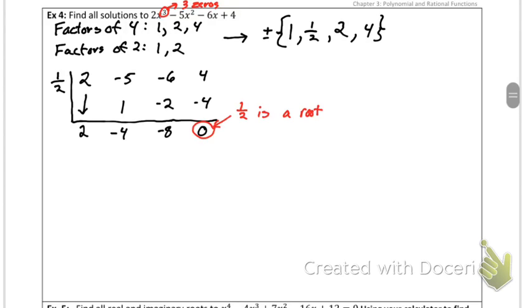Okay. So since 1/2 is a root, x minus 1/2 is going to be a factor, because me plugging 1/2 in here gives me that 0. So if 1/2 is a root, x minus 1/2 is a factor. And then the second half of it is just 2x squared minus 4x, oh, not plus 8, but minus 8. And we got those numbers from here.